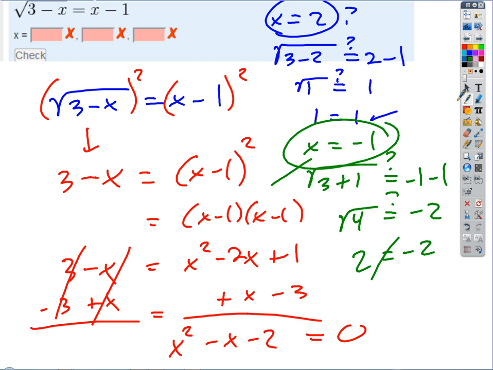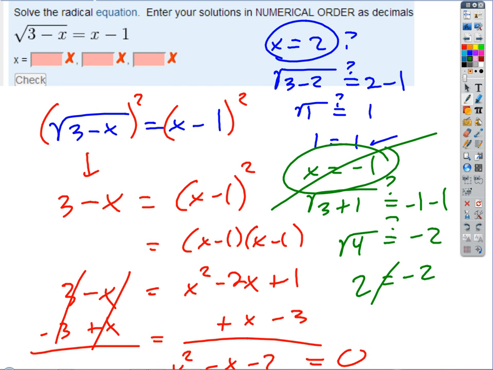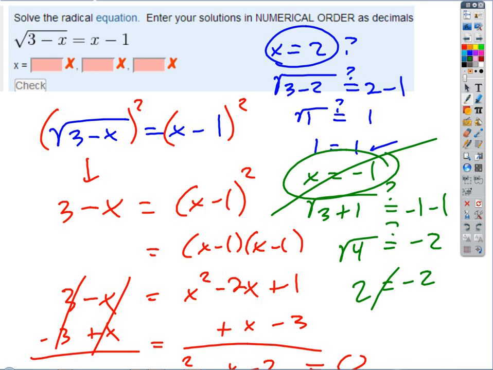So then what are our answers if we write these in increasing numerical order? There's only one answer. 2, NA, NA, right? Okay, make sense? Okay, good.